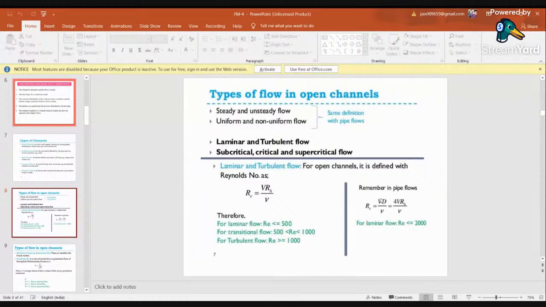When your Reynolds number is greater than or equal to 1000, then your flow is said to be turbulent flow. And when it is between 500 and 1000, then your flow is said to be transitional flow in terms of flow in open channel. Okay, and you can calculate the Reynolds number by using this equation, that is V into R divided by mu, where mu is nothing but your mu by density.